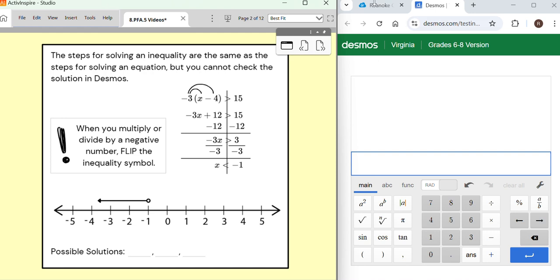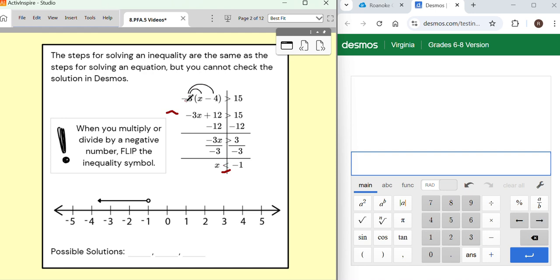Now, when you look at this first line, see how you have distribution? Negative 3 times x is negative 3x. Negative 3 times negative 4 is positive 12, greater than 15. This is the step right here where I check to see whether or not I'm going to be switching an inequality symbol. If the number, the coefficient, in front of the variable is negative, then you know that at the end your inequality symbol will have to flip.